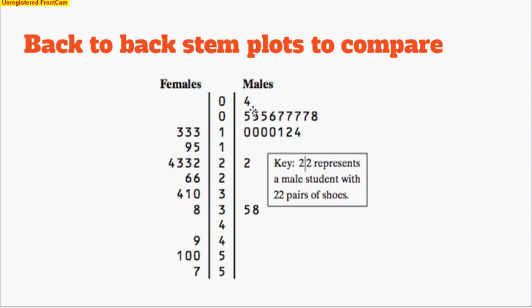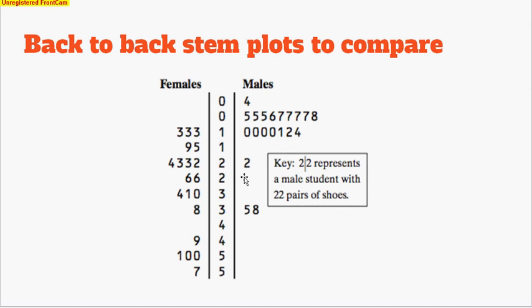Males typically have a center of around 6 or 7 pairs of shoes, whereas for females it's probably somewhere around 26 pairs of shoes. So again, females clearly have more. Females are also much more spread out, from 13 to 57, where males are spread from 4 to 38, so not quite as big a spread.